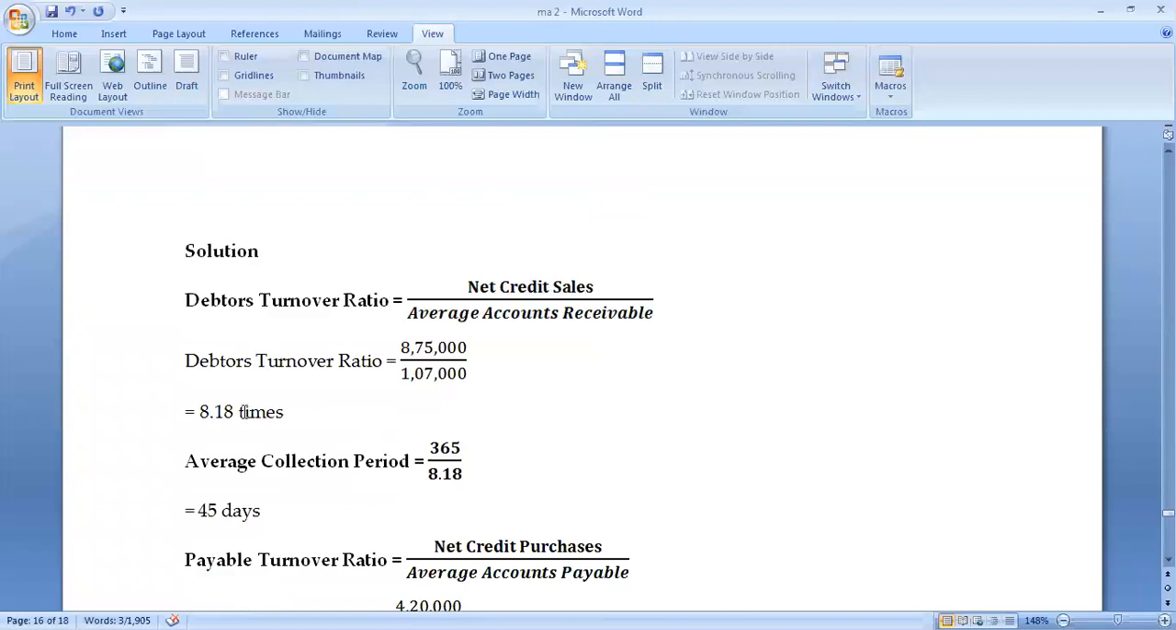Clear? So it comes to around 8.18 times. So average collection period, I told you, 365 will be divided by the debtors turnover ratio.